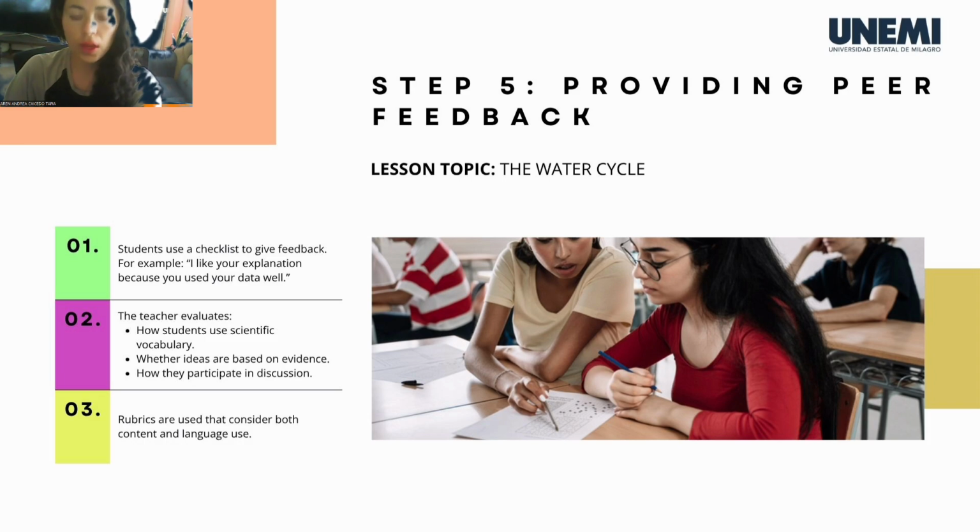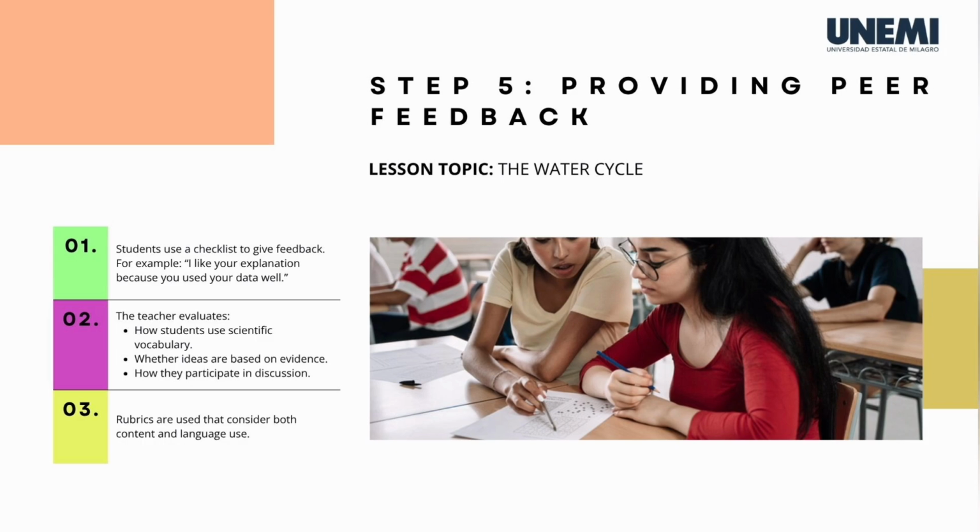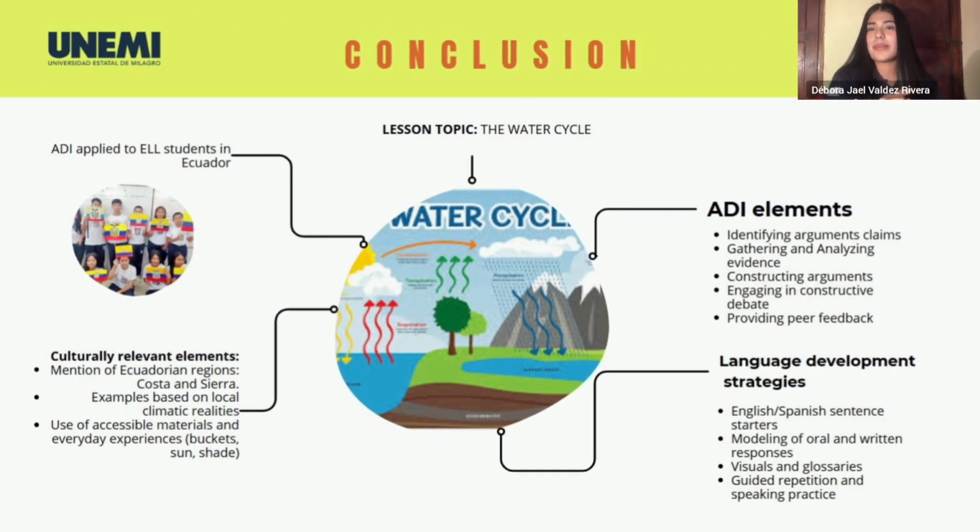Part 5, providing feedback to peers. Another essential element of implementing ADI in science is providing feedback to peers. In this part, students use sentence starters to give feedback. For example, I like your explanation because you use your data well. They also practice making suggestions respectfully.